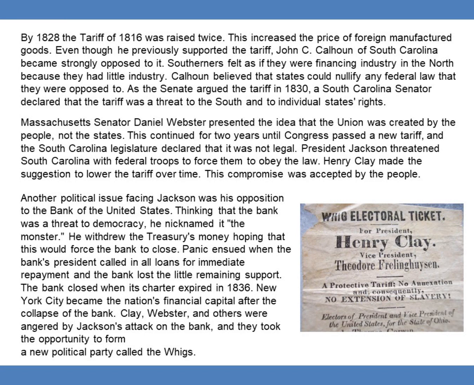New York City became the nation's financial capital after the collapse of the bank. Clay, Webster, and others were angered by Jackson's attack on the bank, and they took an opportunity to form a new political party called the Whigs.